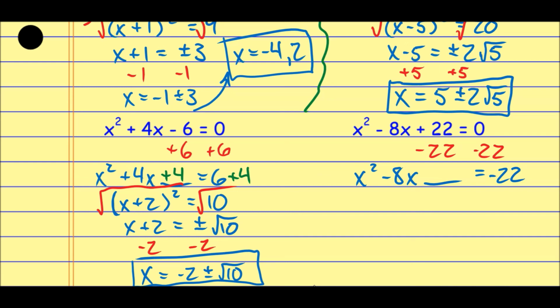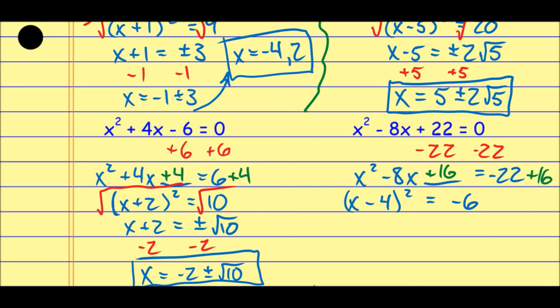And now I do b divided by 2 and squared. I'm going to create a perfect square trinomial. Negative 8 divided by 2 is negative 4. Negative 4 squared is a 16, so plus 16. Whatever I do to one side, I have to do to the other side. This factors into an x minus 4 squared. Over here, that gives me a negative 6.